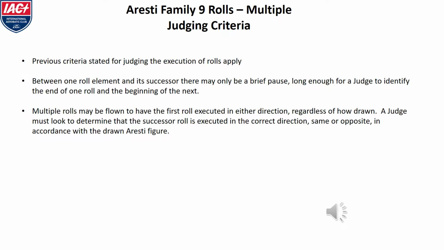When judging a competitor's execution of a roll combination, all of the previous criteria stated for judging how individual rolls are executed apply. Between one roll element and its successor, there may only be a very brief pause, long enough for the judge to identify the end of one roll and the beginning of the next. Multiple rolls may be flown to have the first roll executed in either direction, regardless of how the Aresti diagram is drawn. A judge must look at the Aresti diagram to determine whether the successor roll is to be executed the same direction or opposite.